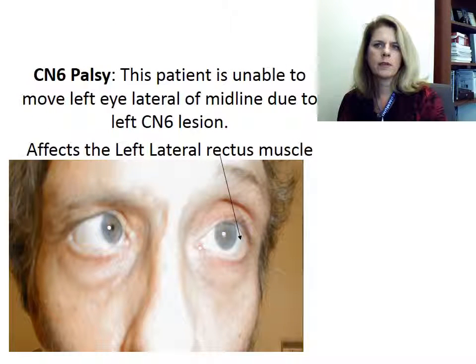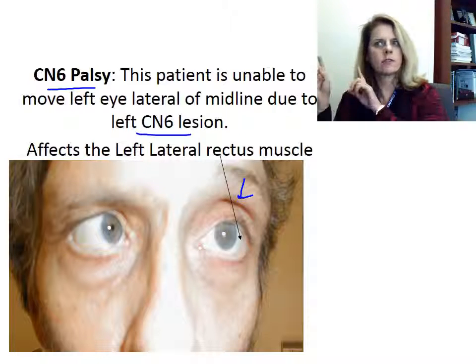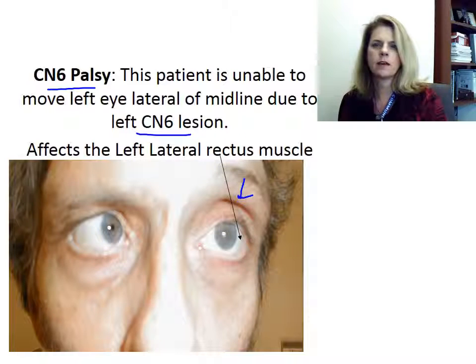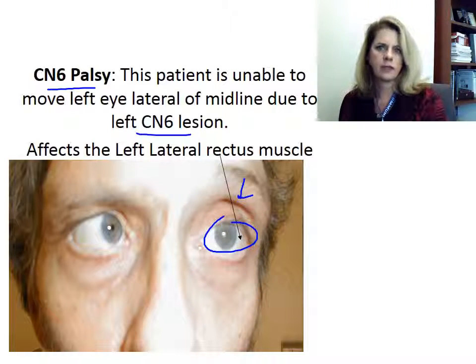So what would happen if something was wrong with the cranial nerve 6? This is called a CN6 palsy. This is of the left side. Here's our left eye. Because remember, this is innervating the lateral rectus muscle, so it would pull your eye laterally. So he's trying to move both of his eyes to one side, and because this cranial nerve's not working, his eye won't go past the midline. So again, you would just test the eyes moving back and forth.